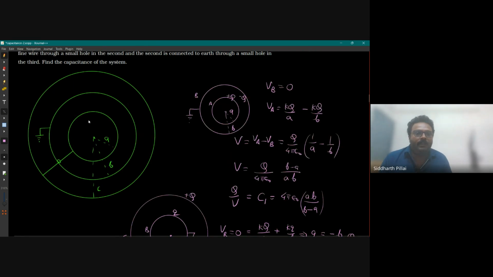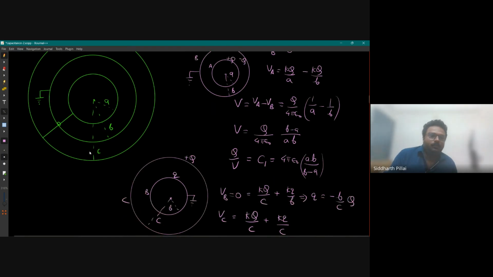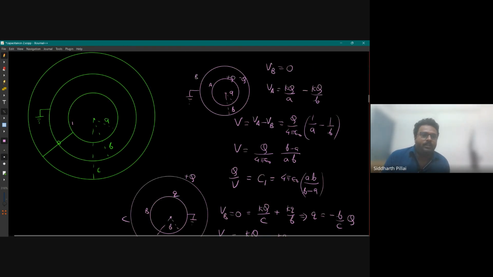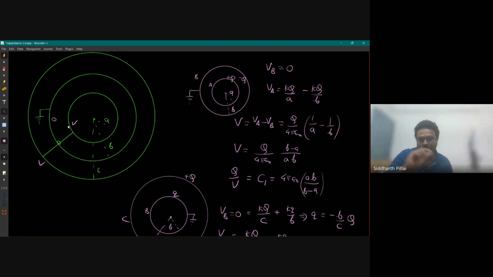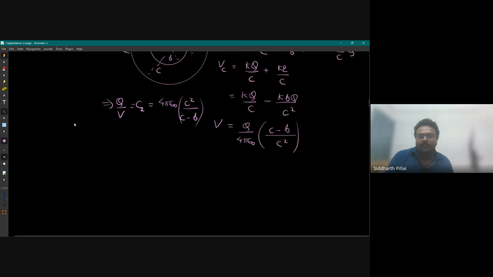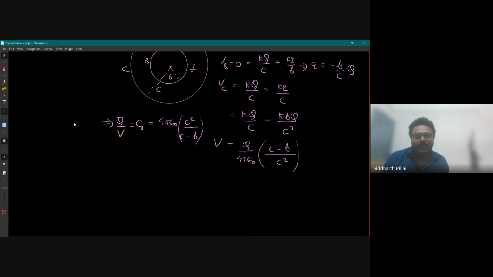Now look at this figure over here. The innermost and the outermost shells are connected, so they have the same potential. And the middle shell is grounded, right? So these two have the same potential V, and this has a potential 0. So between V and 0, there are two capacitors. So you can consider these to be two capacitors in parallel between V and 0. Correct? Now, what is the equivalent capacitance for a parallel combination?